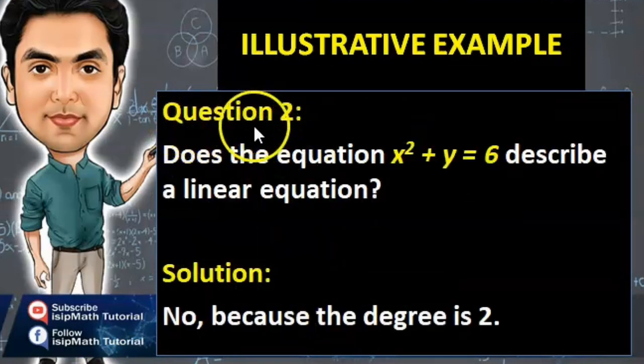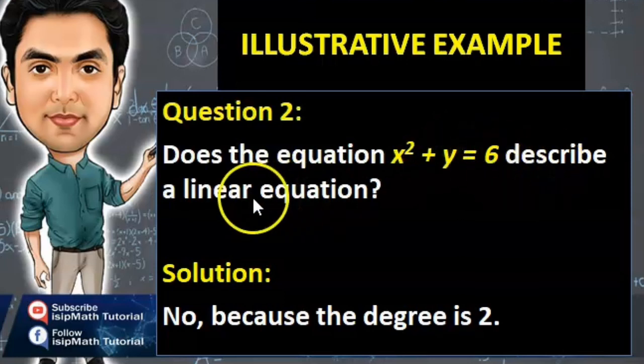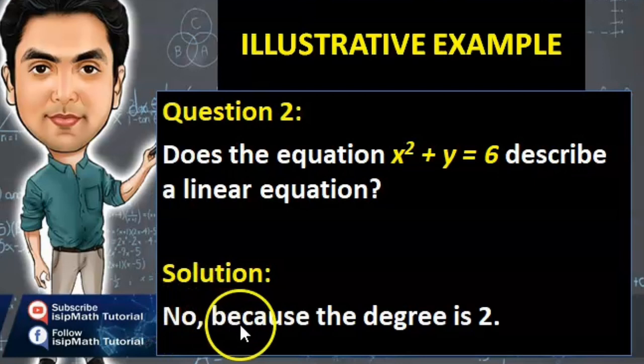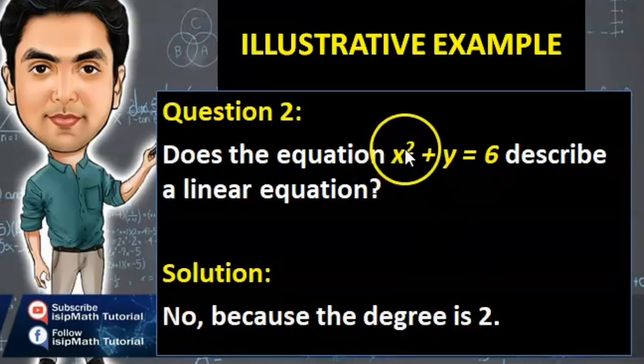Okay, question number 2. Does the equation x squared plus y equal to 6 describe a linear equation? The answer is no, because the degree is 2. So, exponent ni x, dapat 1 lang po siya. But this one is 2. So, therefore, this is not a linear equation.